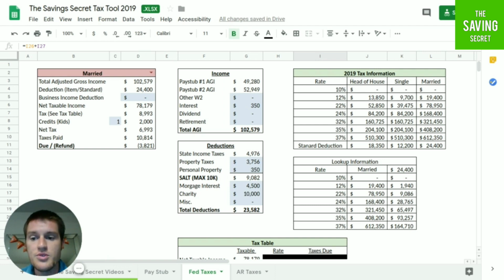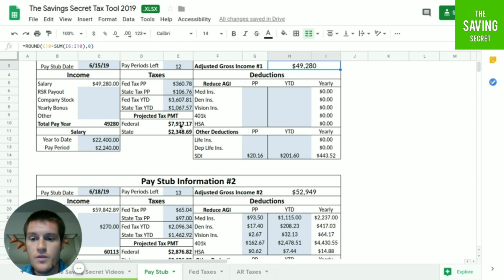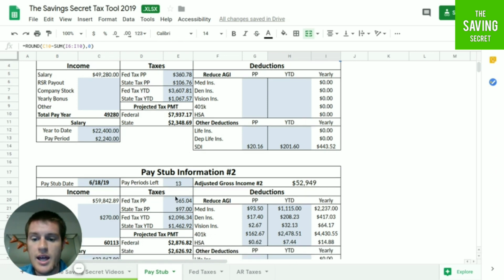But what's great about this tool is based on what we performed on the pay stub, you've already paid taxes. So if you look here, this says that you've paid taxes. What it did was it came back and added the two pay stubs for your projection for the year. So let's go back to the pay stub tab. What it did was it added the federal, what you're projected to pay for your federal, for the first pay and for the second one. So it added these two together to give you what you would have paid for the year.